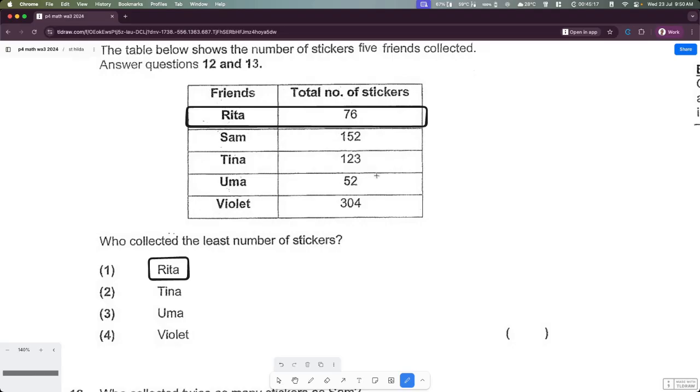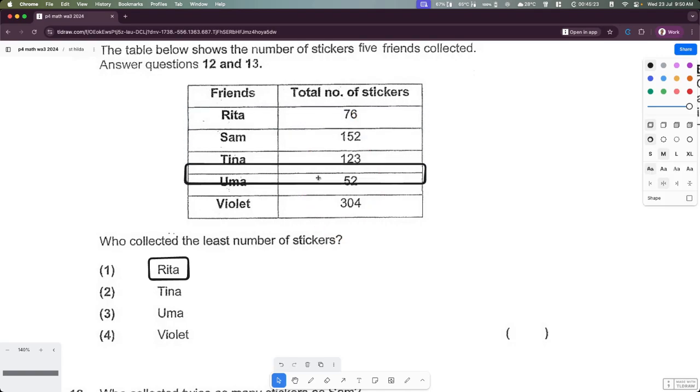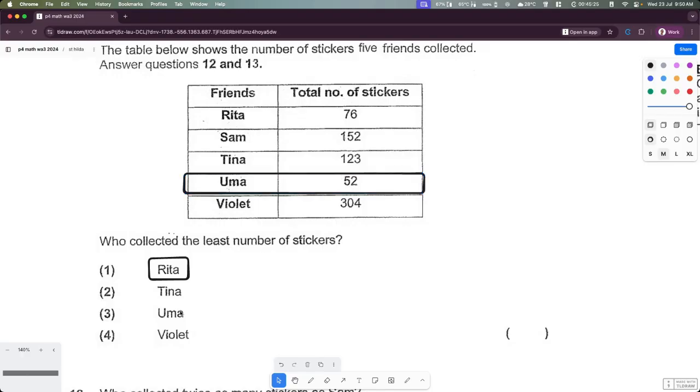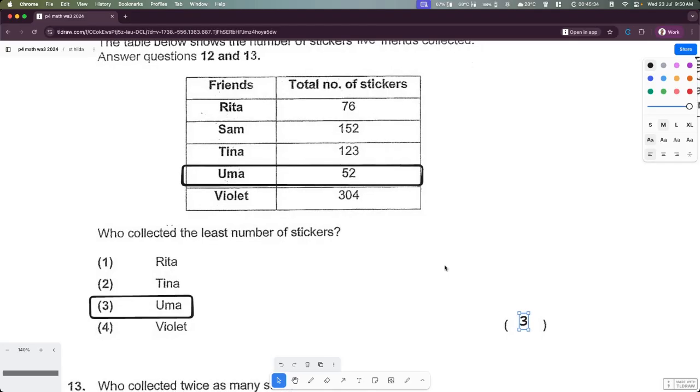Not really. Actually, we can check. Right from here, you probably see who is the least amount. Sadly, it's not Rita, but it's Uma, because Uma is 52. So the answer to this is Uma. Pretty straightforward. The answer is 3 over here. All right, let's move on to the next question.